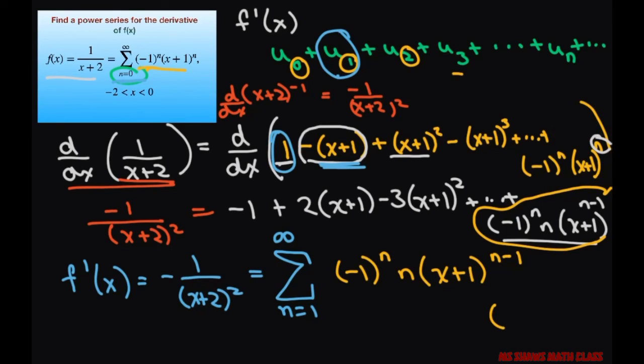Again, your interval of convergence is negative 2 to 0. And so this is basically your answer here.